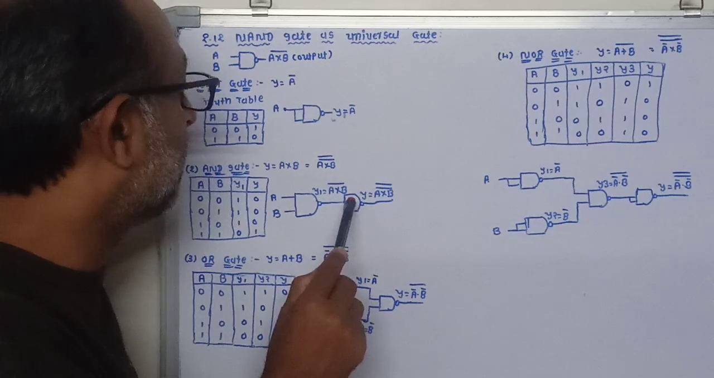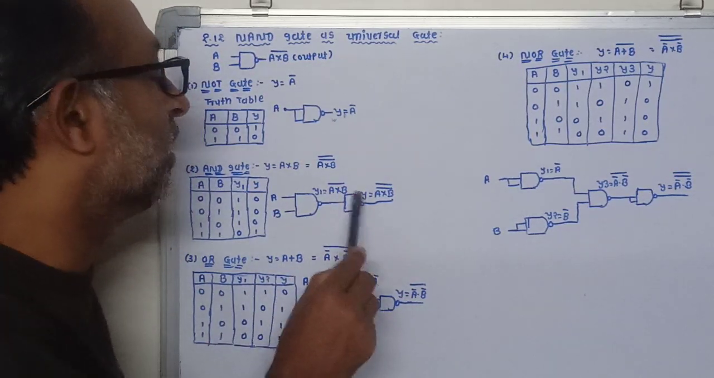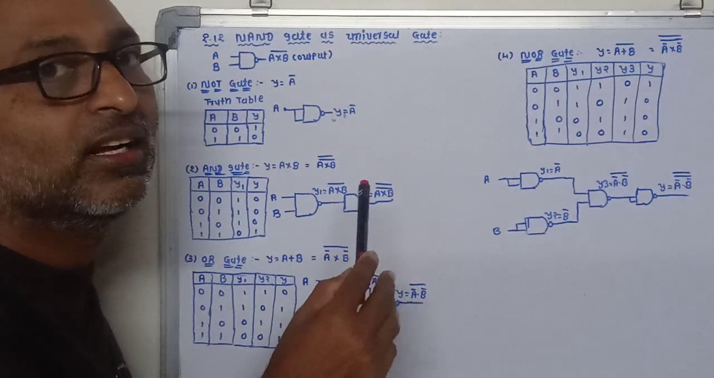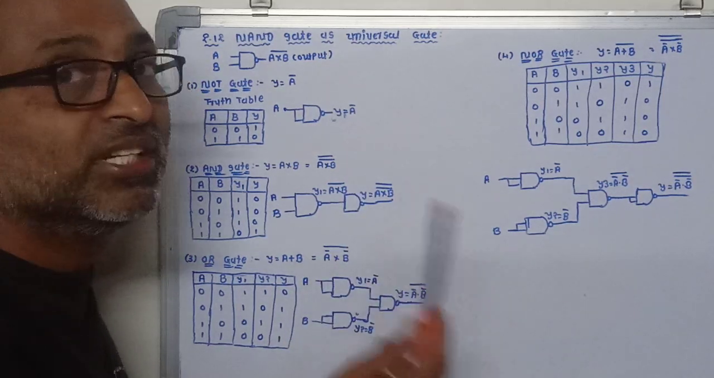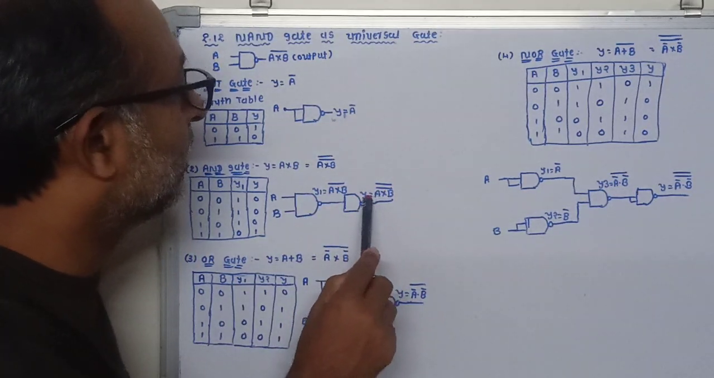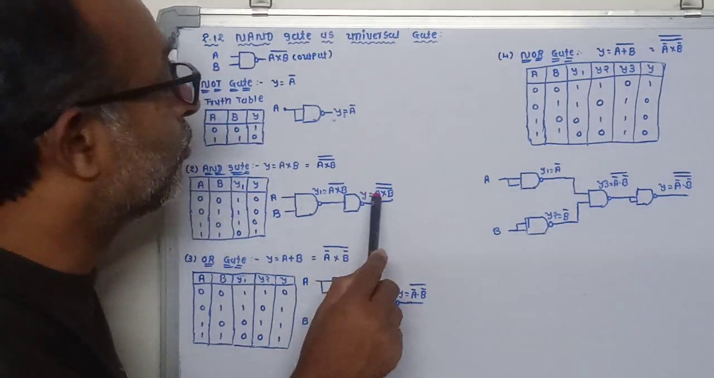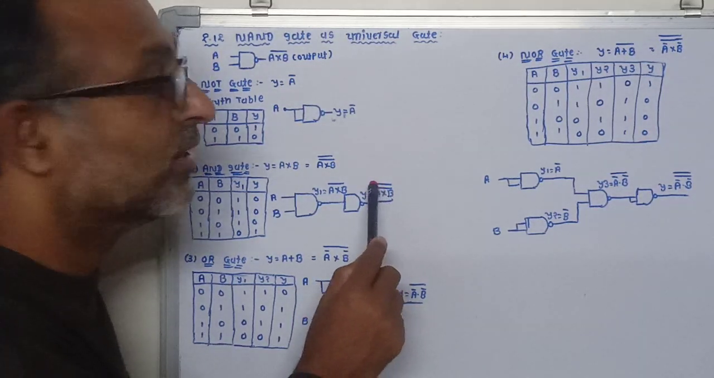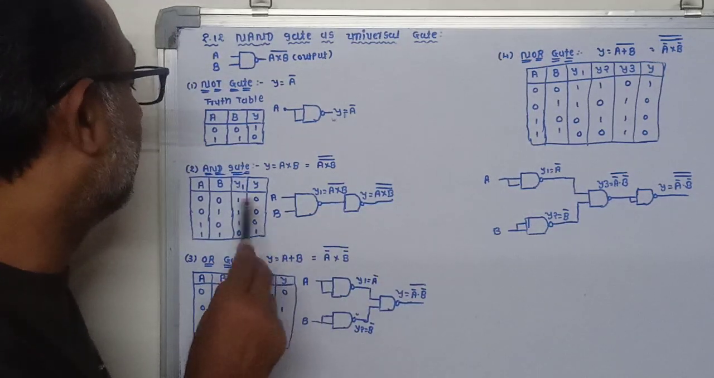That is why we are using one NAND gate which acts as a NOT gate, which gives the complementary output of the given input. Further, this signal is given to this NOT gate, which provides the output A into B bar, bar again. So it is most important.